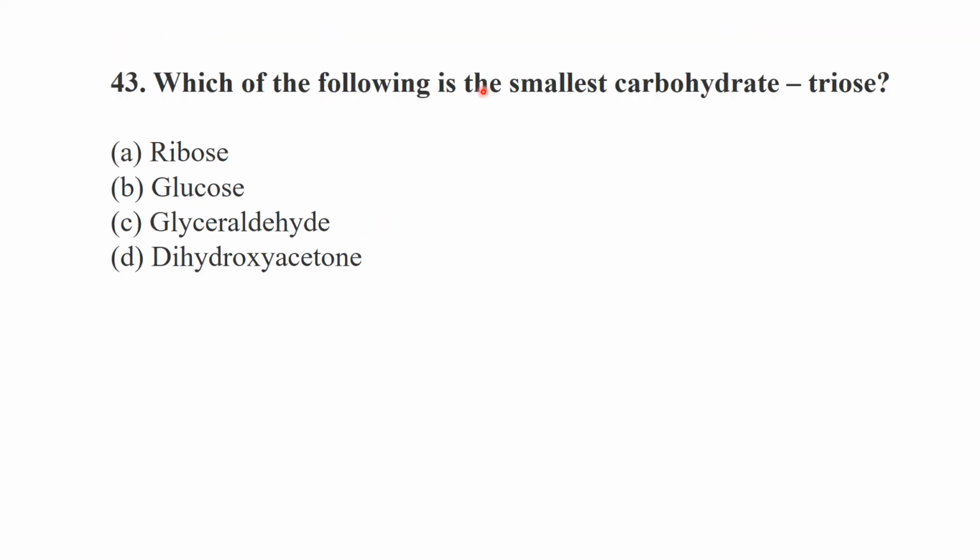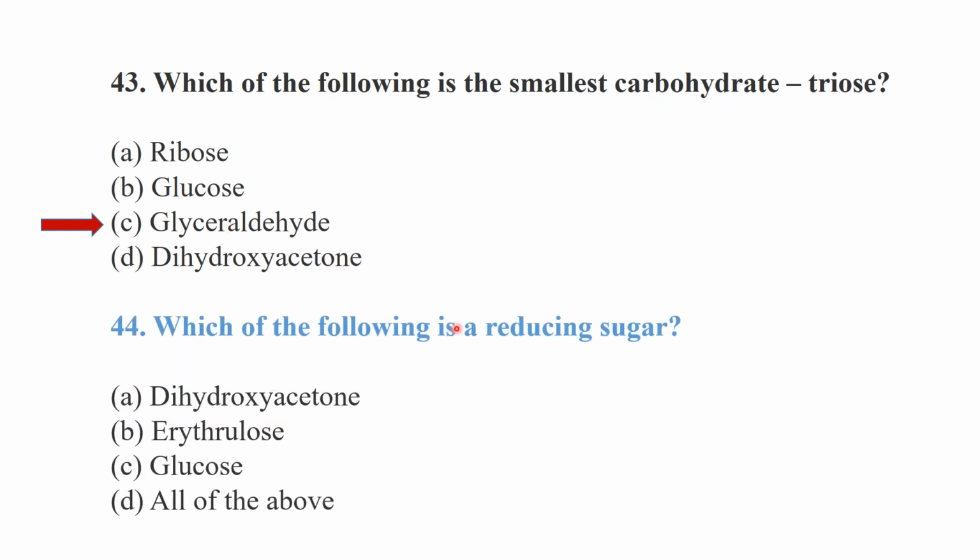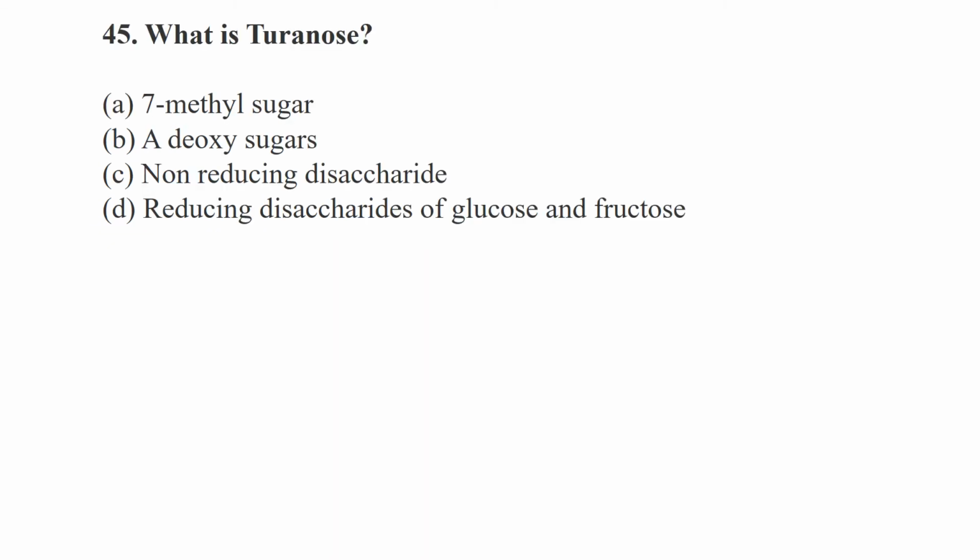Which of the following is the smallest carbohydrate? Triose. Glyceraldehyde is the smallest. Which of the following is a reducing sugar? All of the following are reducing sugars: dihydroxyacetone phosphate, dihydroxyacetone, erythrose, and glucose. All are reducing sugars. What is turanose? Best answer is a reducing disaccharide of glucose and fructose.